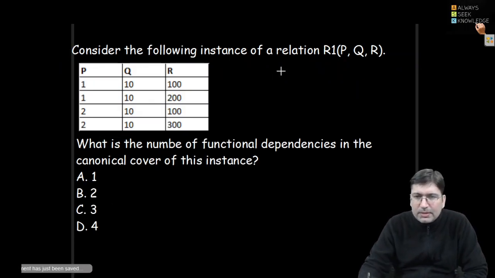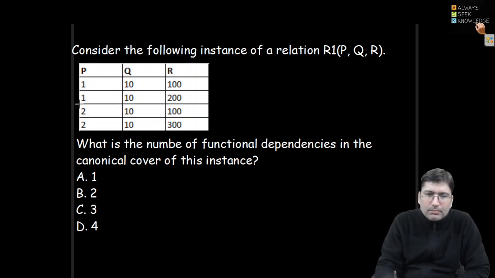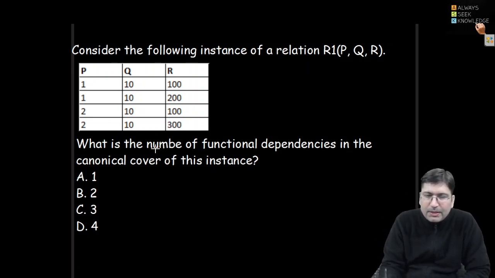Consider the following instance of a relation R1, and the instance is having P, Q, R attributes, and the values are given for P, Q, R. Now what is the number of functional dependencies in the canonical cover of this instance? So let's find out the very first functional dependencies.